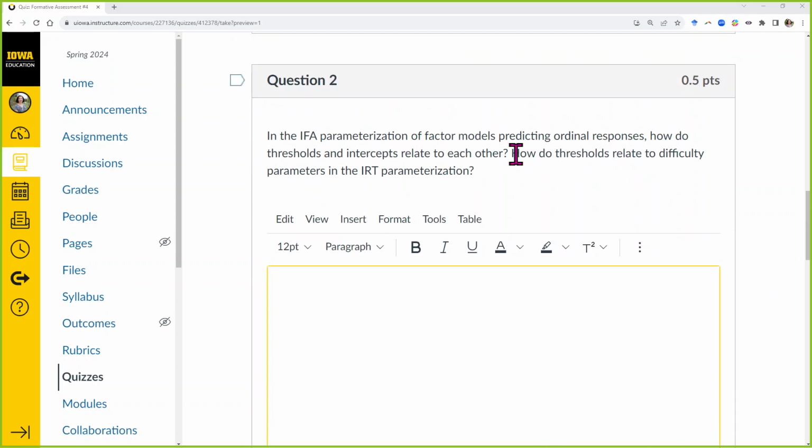So now, regarding question 2: in the IFA parameterization of factor models predicting ordinal responses, how do thresholds and intercepts relate to each other, and how do thresholds relate to difficulty parameters in the IRT parameterization? I read your answers. I think they were good, but I have some tips that can help you understand this better. In general terms, I think you have the relationship between thresholds and intercepts. So let's split this question into 2 parts. First of all, how do thresholds and intercepts relate to each other? What do you think?